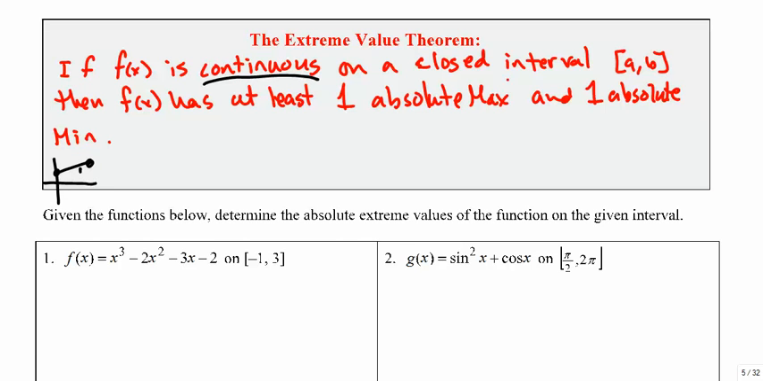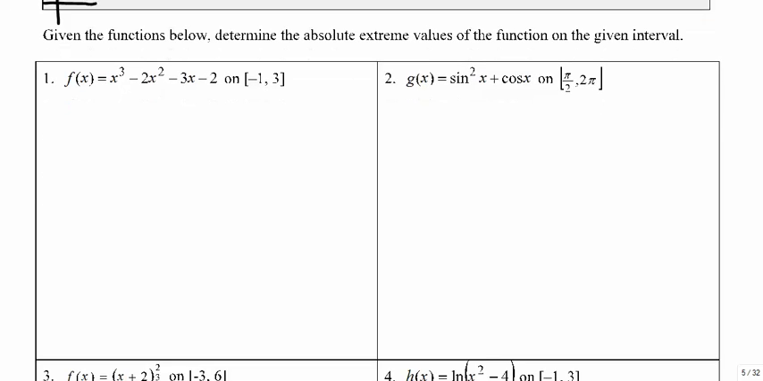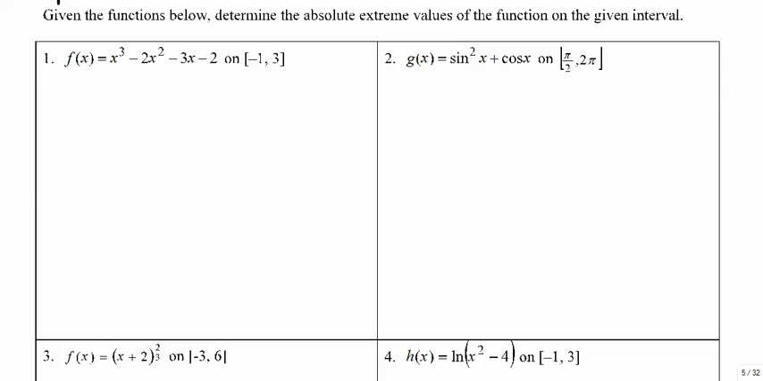Okay. So now we're going to look at our first example. When we do these examples, basically you need to figure out what is happening at each of the endpoints and what is happening at each of the critical values. So those critical values are either going to be maxes or mins, and then your endpoints you need to compare to those and decide if they are larger or smaller.